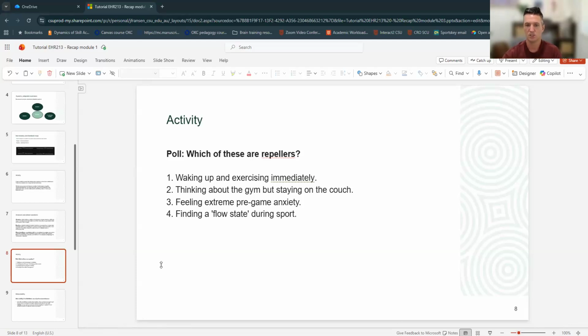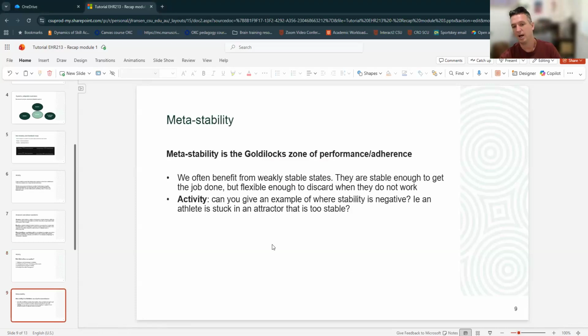Let me just stop that share. And then the last thing that I wanted to discuss here, or that we discussed in the context of module 1, is that concept of metastability.